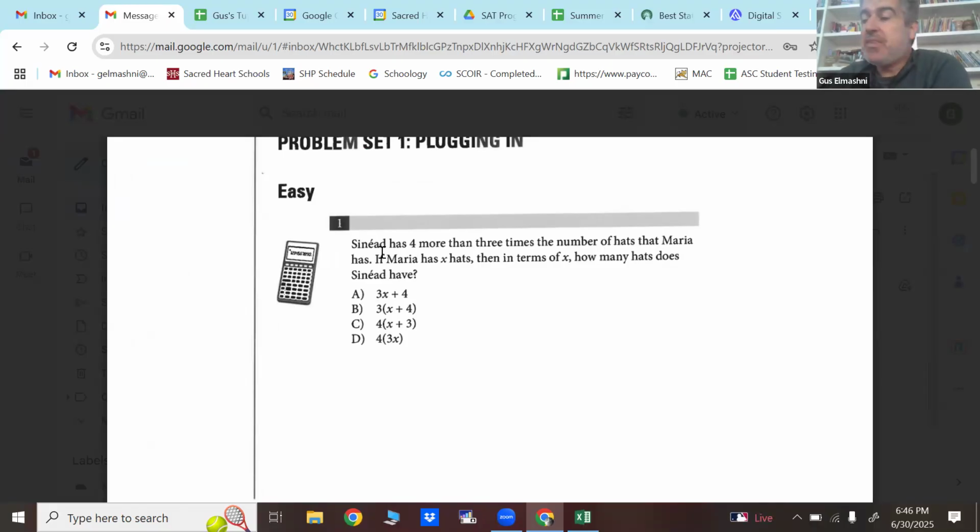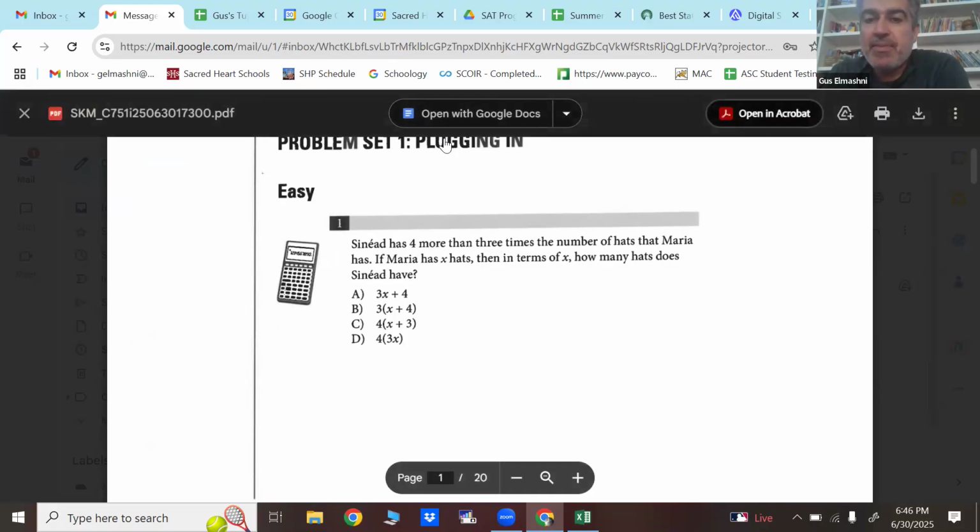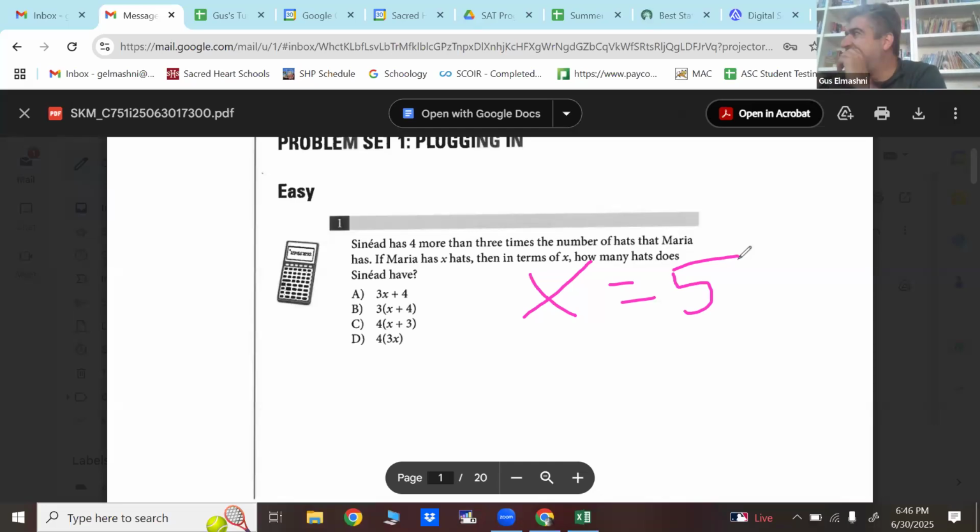Whenever you can choose, it doesn't matter. Unless they say x has to be positive or a whole number, whatever, you can do whatever you want. So Maria has x hats. How many hats do you want Maria to have? Say 5 hats. Okay. Big tip: if you don't have a strategy, any old number. Something like this won't matter. I mean, you don't have 2.5 hats. You could have like 17 hats, kind of weird, but yeah.